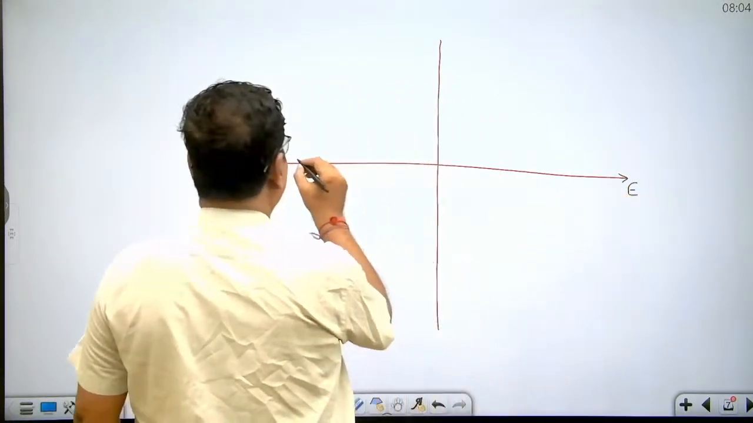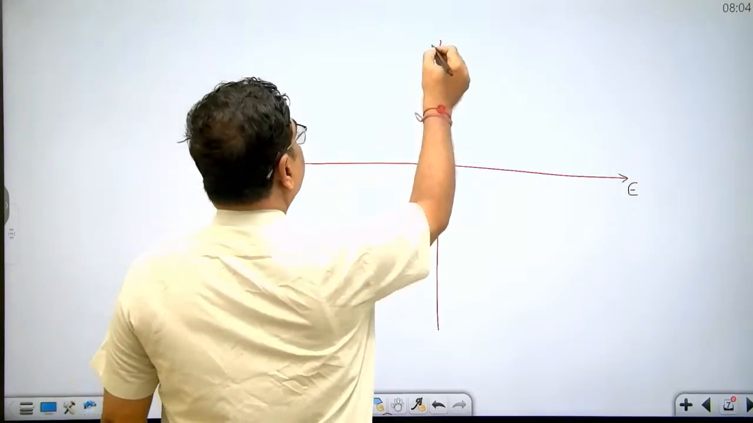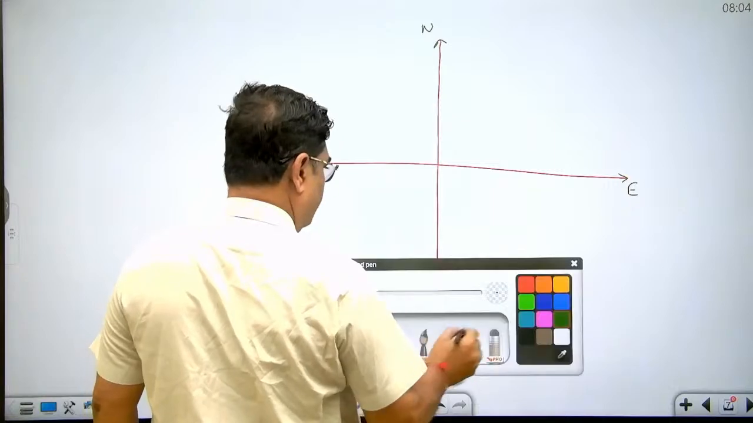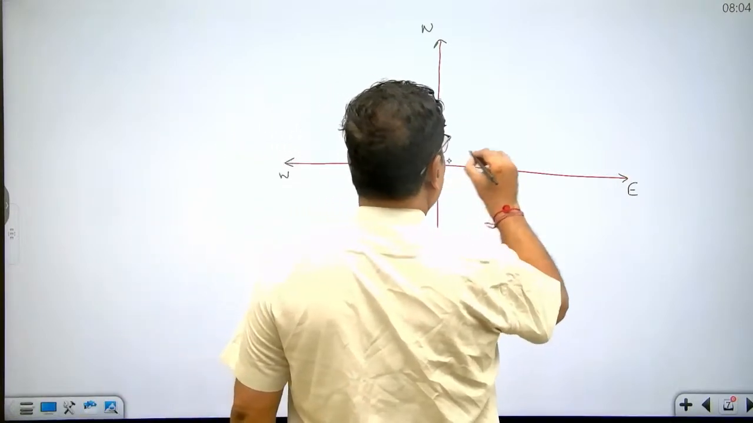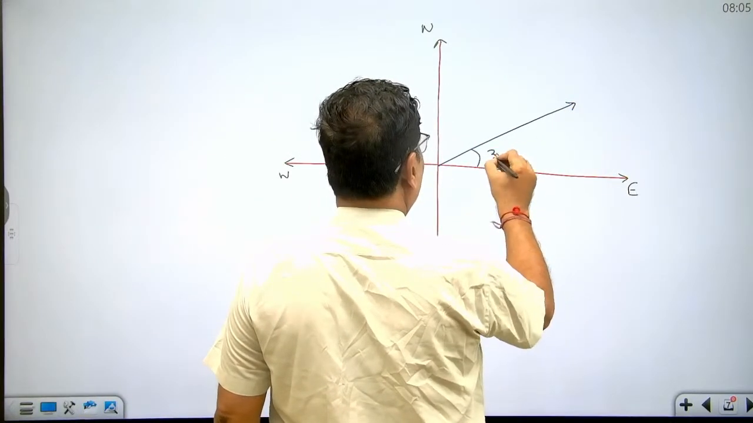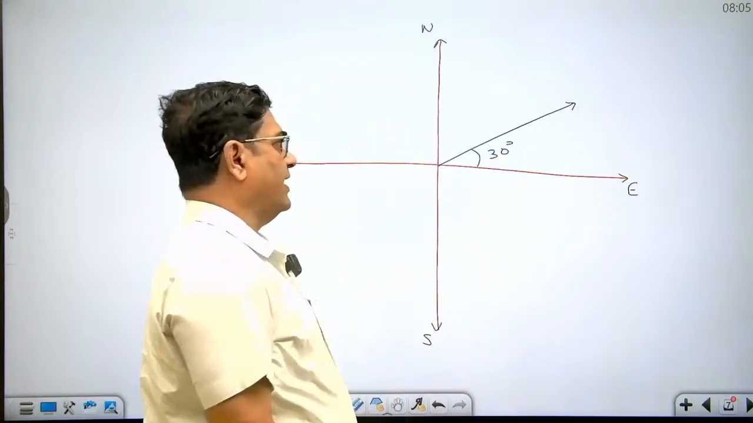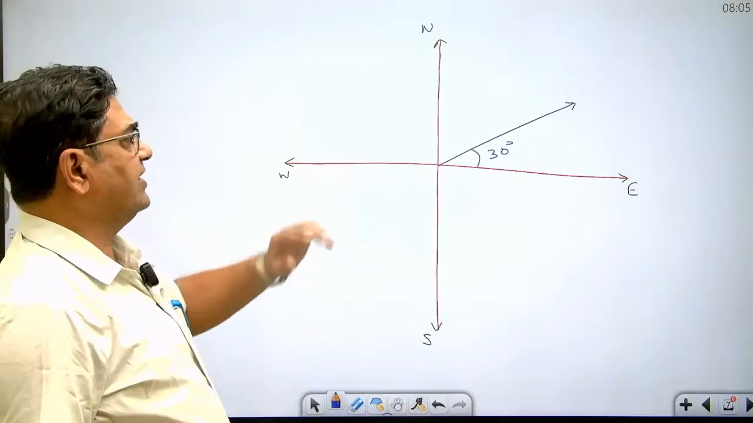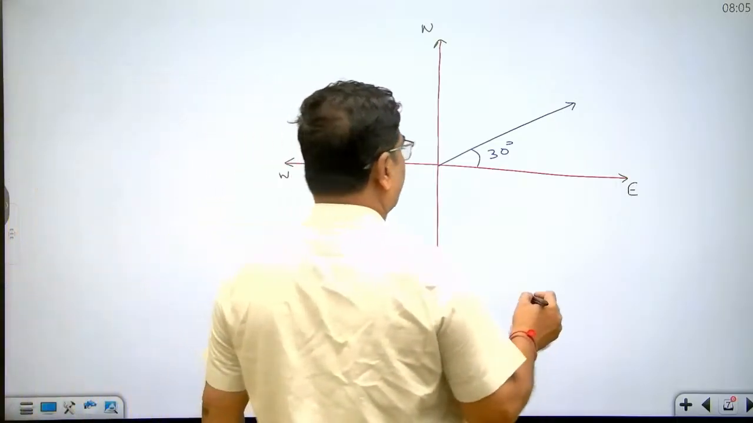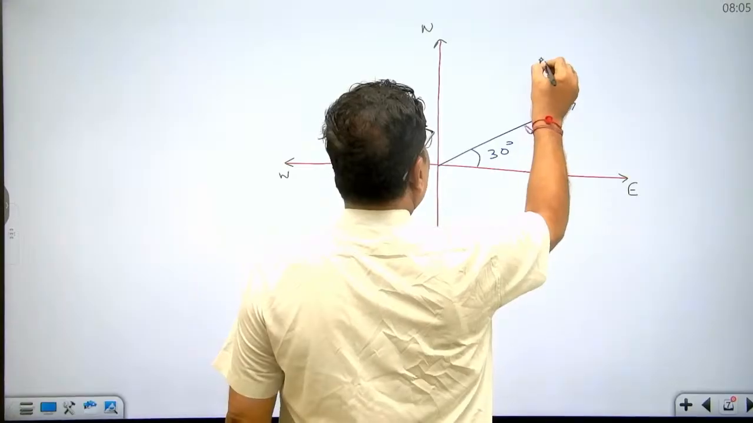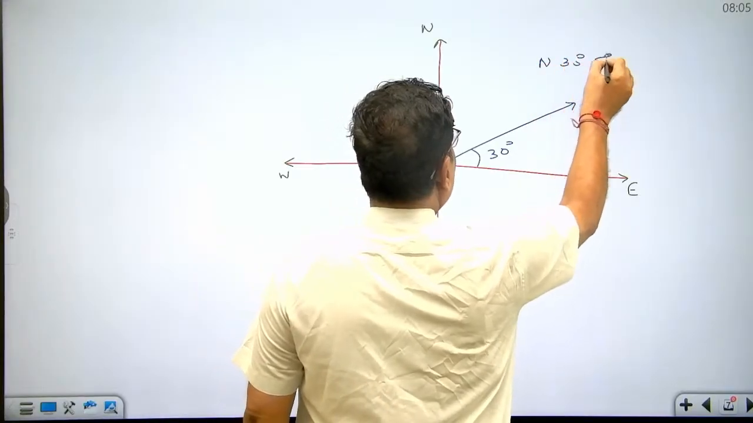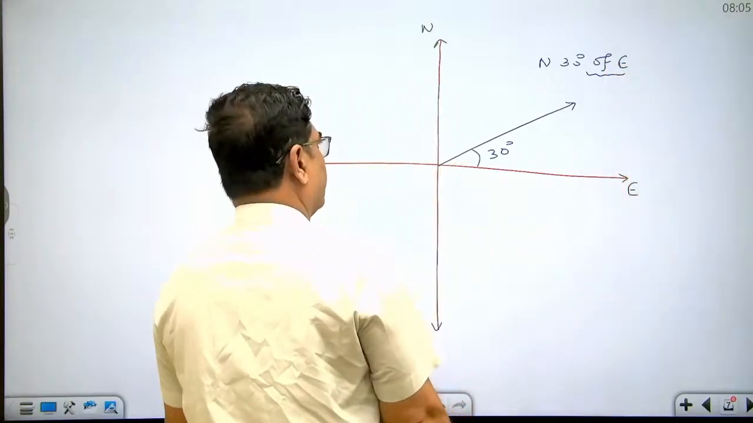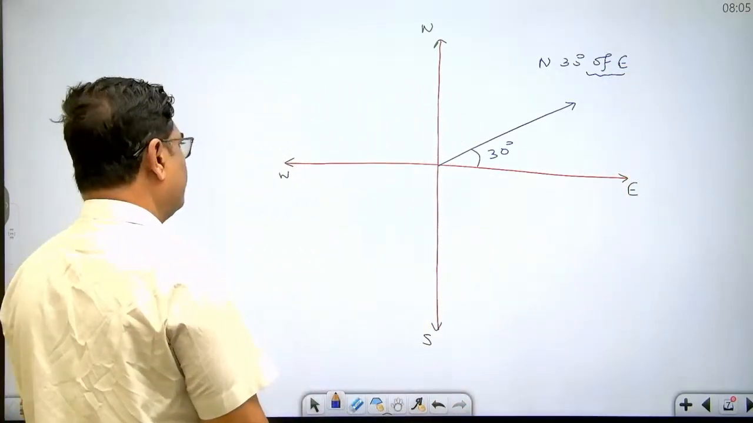Suppose this is east, this is west, this is north, and this is south. Let us assume the vector is making an angle of 30 degrees. Then how to write this vector? This vector is making an angle of 30 degrees with the east, or 60 degrees from the north. So the procedure to write this, we can write north 30 degree of east. The word 'of' is written with the direction from which the angle is measured. Okay.